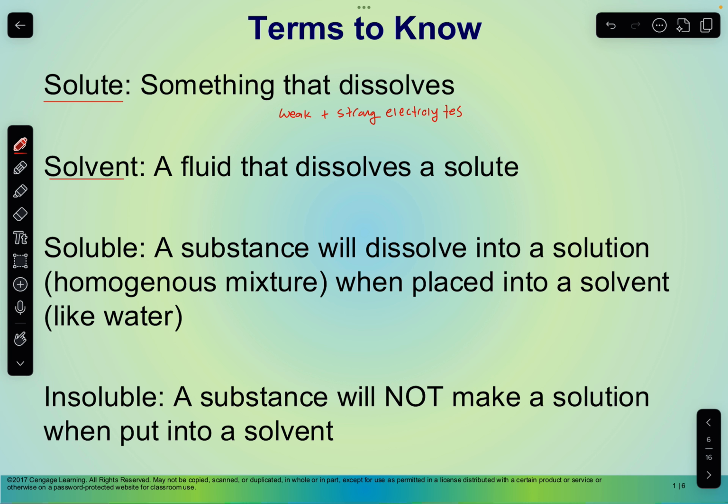Usually we're going to be talking about water as the solvent. But there are tons, and I mean tons, of different solvents, but the most common one is water, especially when we're talking about electrolytes. And so that is something that we should consider. If something is soluble, that means that it is a solute that is going to dissolve in solution. So it will make a homogeneous mixture, a solution, when it's placed into a solvent. Insoluble is the opposite of that. It's something that is not going to make a solution.